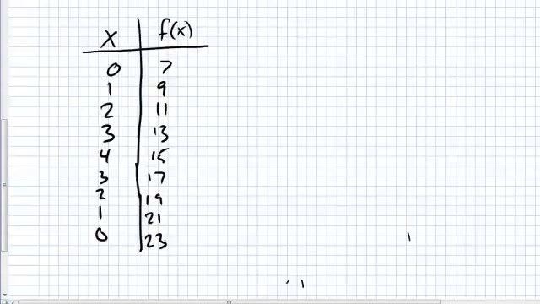So let's check. When I put a 0 in, I get a 7 out. Do I ever put another 0 in? I do. 0 and I get a 23 out. Right away, this is not a function.